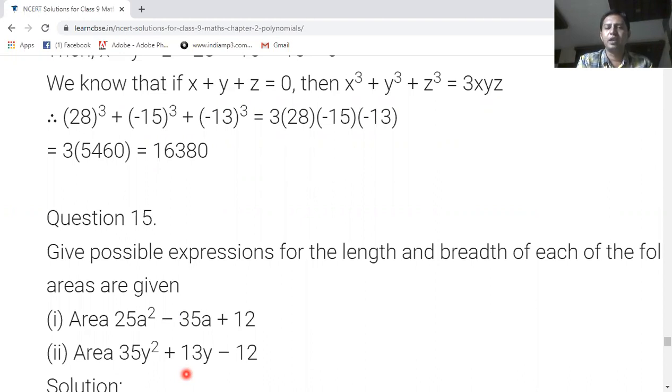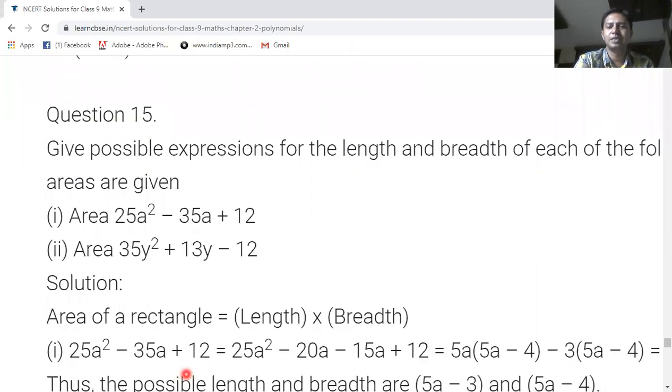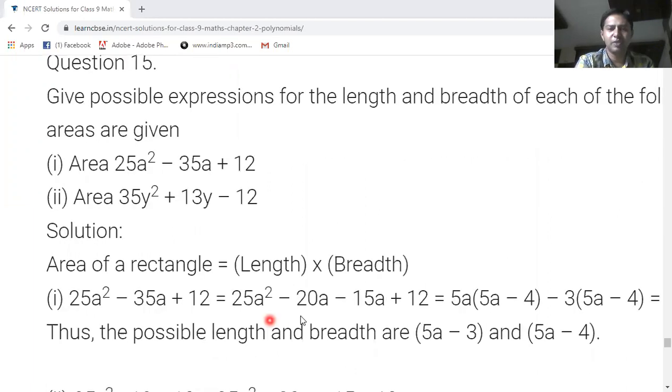We need to find possible expressions for length and breadth. So we'll factorize it, because the area of a rectangle is nothing but length into breadth. So we'll write this as 25a square, this 35a we can write as 20a and 15a, plus 12, because 25 into 12 will give you 300 and 20 into 15 is again 300. So what we did is the middle term splitting.